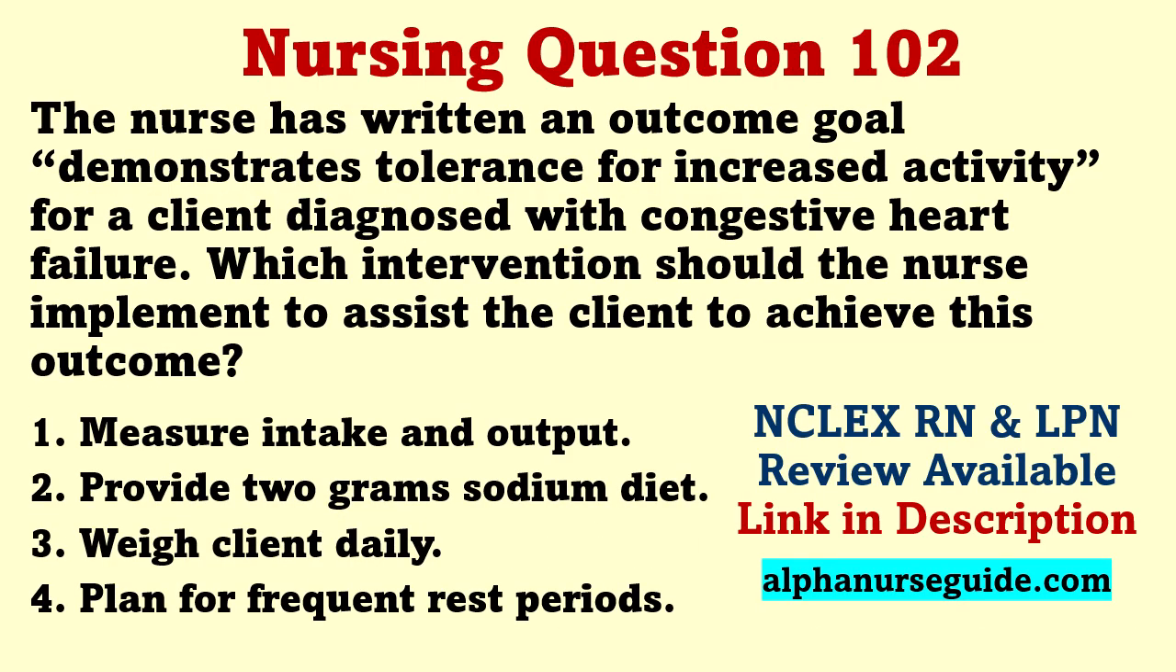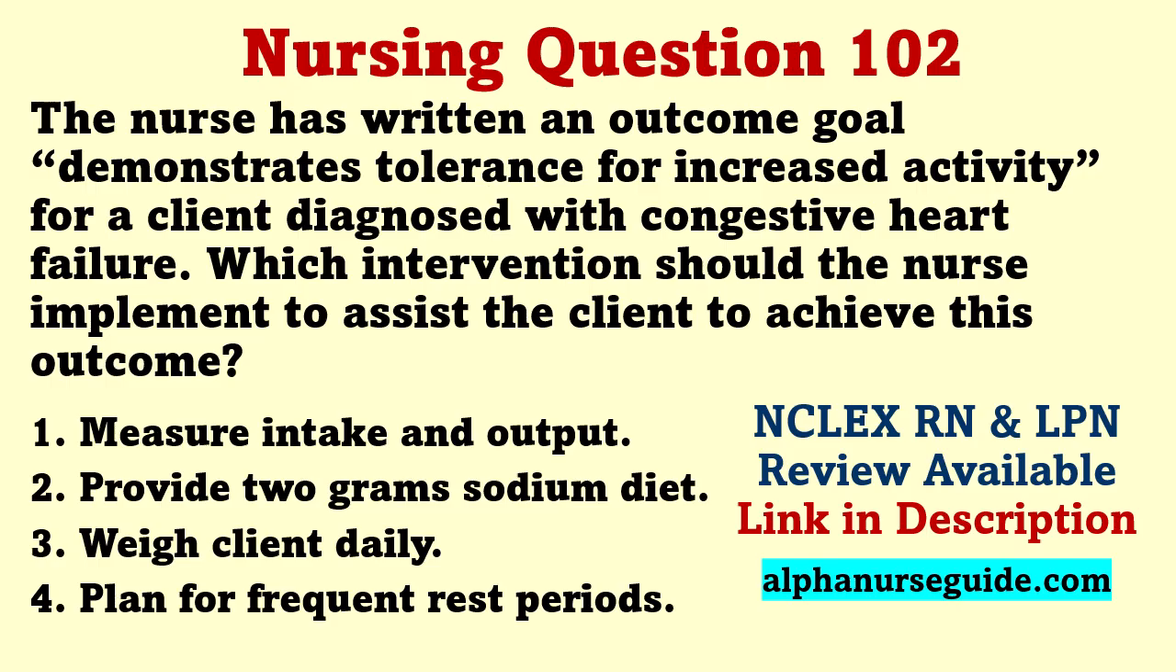The nurse has written an outcome goal, demonstrates tolerance for increased activity for a client diagnosed with congestive heart failure. Which intervention should the nurse implement to assist the client to achieve this outcome? 1. Measure intake and output. 2. Provide 2 grams sodium diet. 3. Weigh client daily. 4. Plan for frequent rest periods.